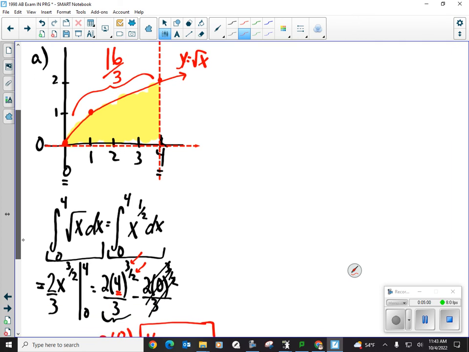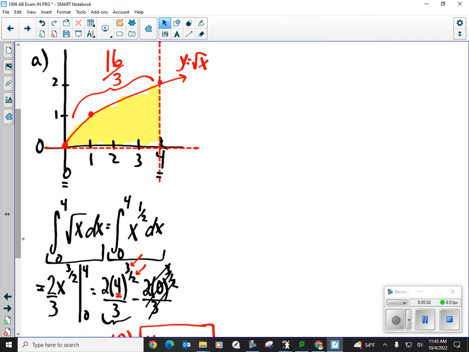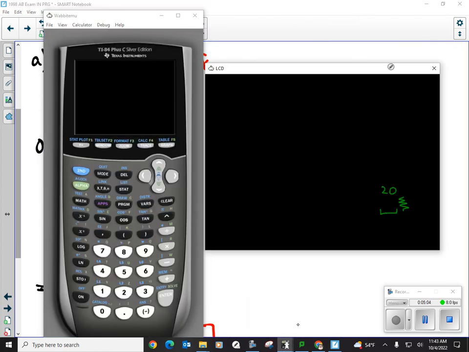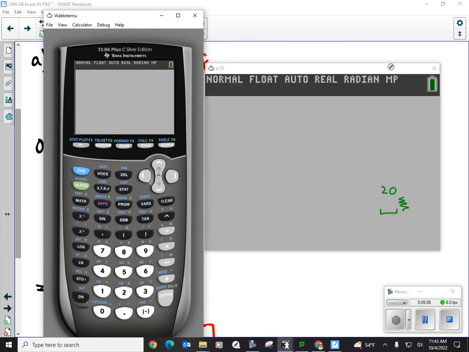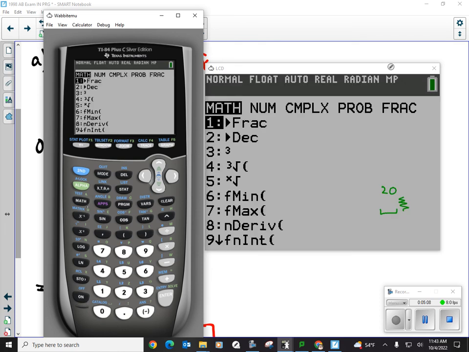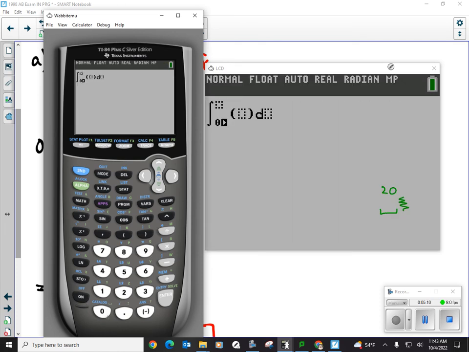Now, if we wanted to check this, because we have the calculator, let's certainly turn this on, go to Math 9, from 0 to 4 of the square root of x. Don't forget the dummy variable, dx. Boom.